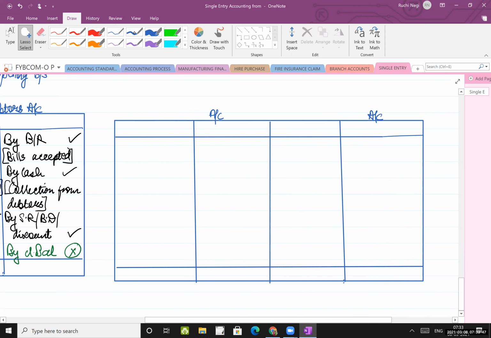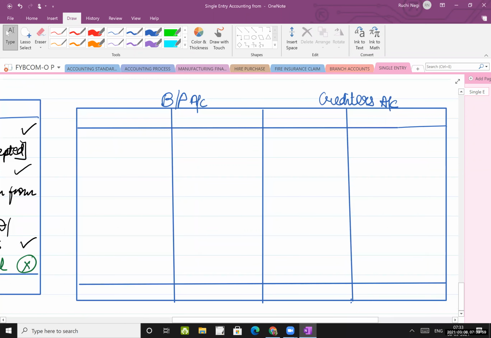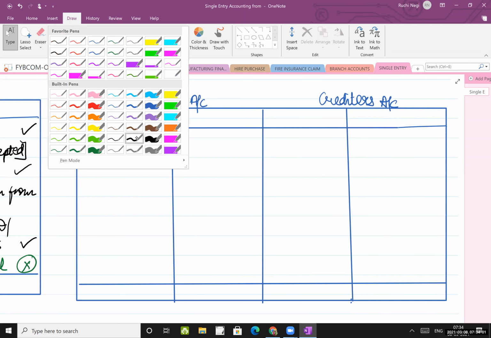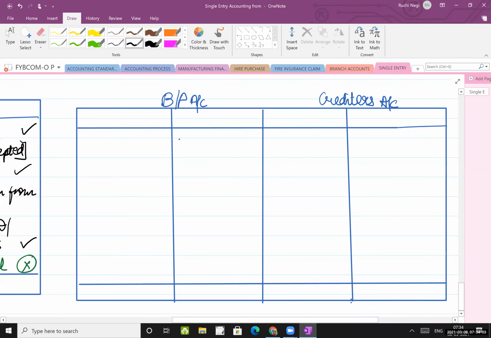So, bills payable and this is creditors. Okay. Start with first opening balance. So write down, we are current liabilities, so it will have a credit balance. Same way for creditors.